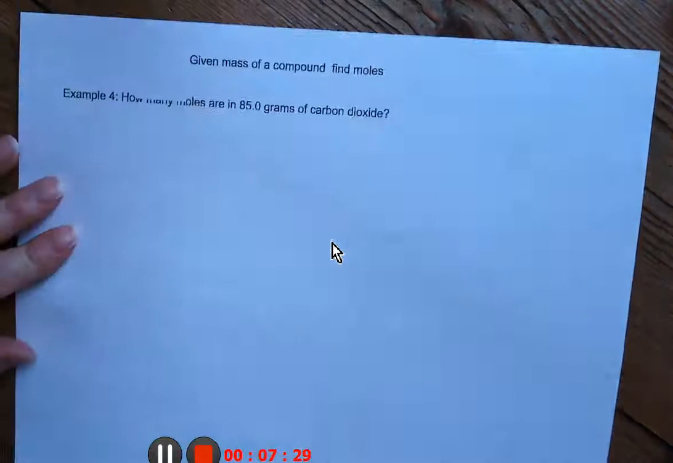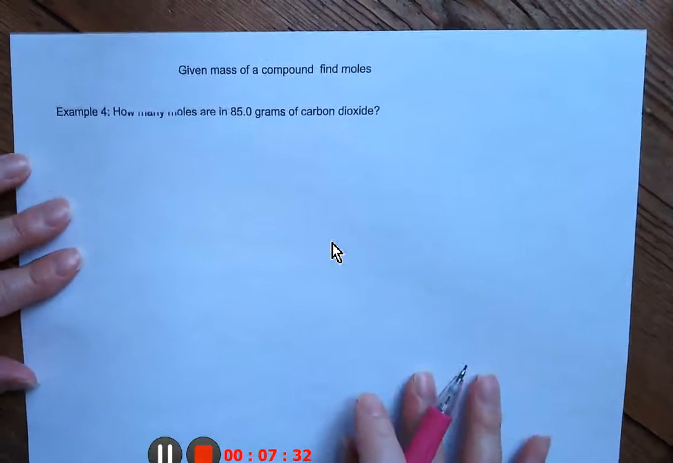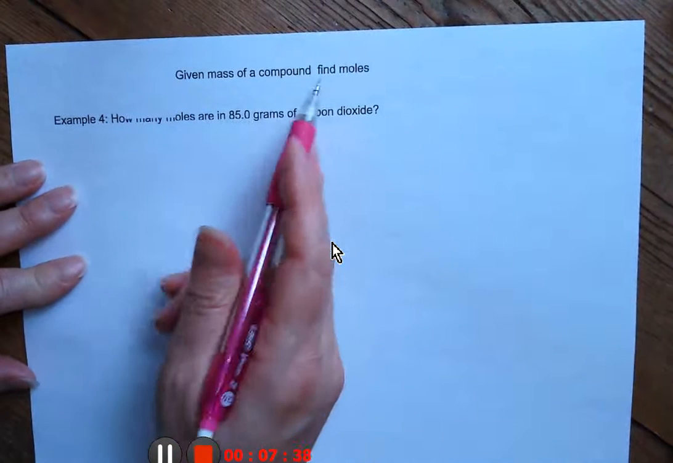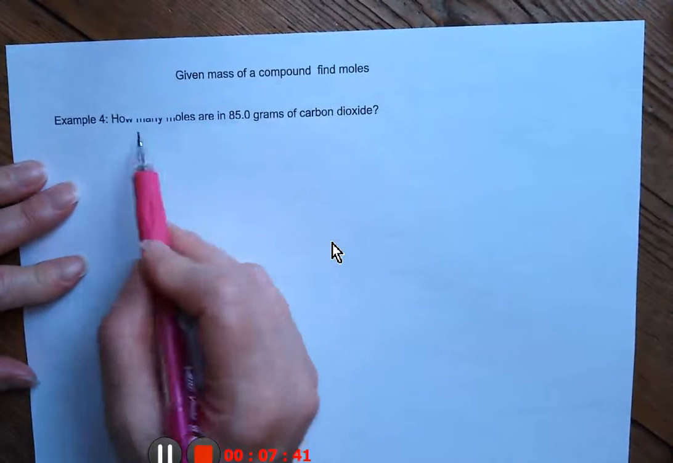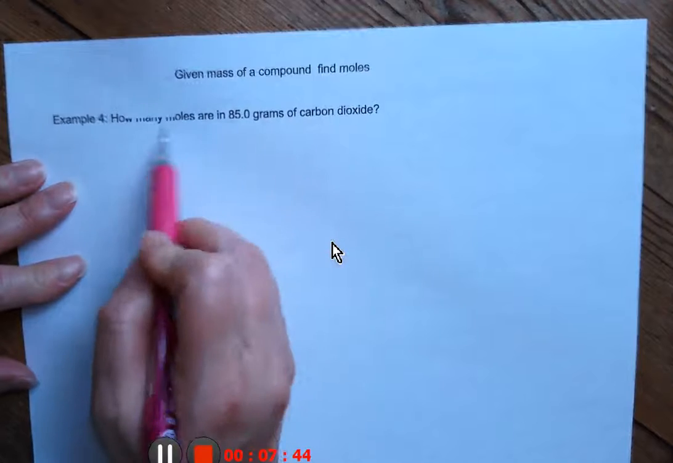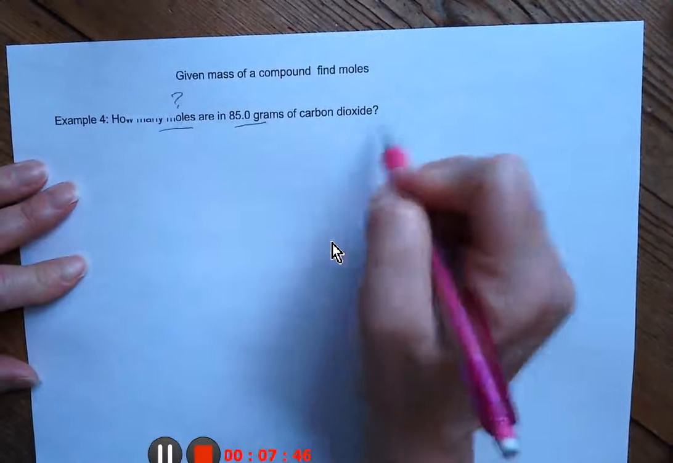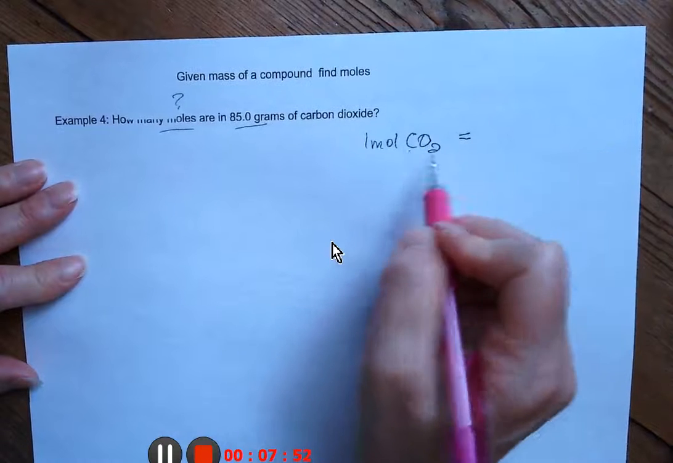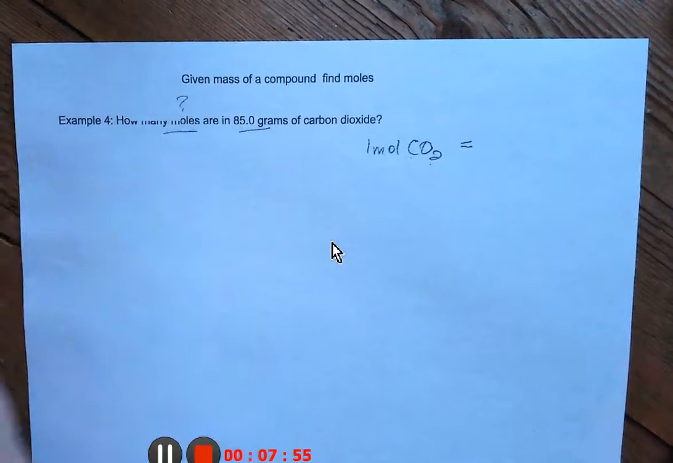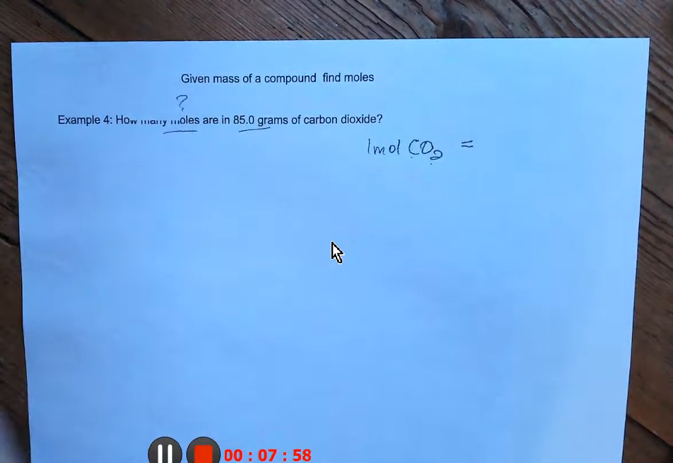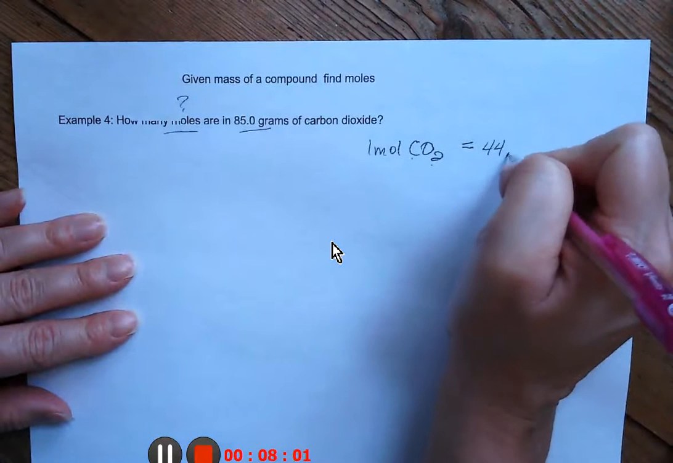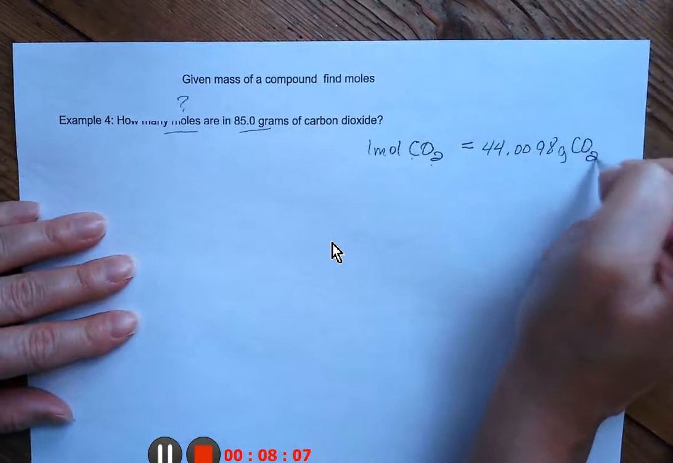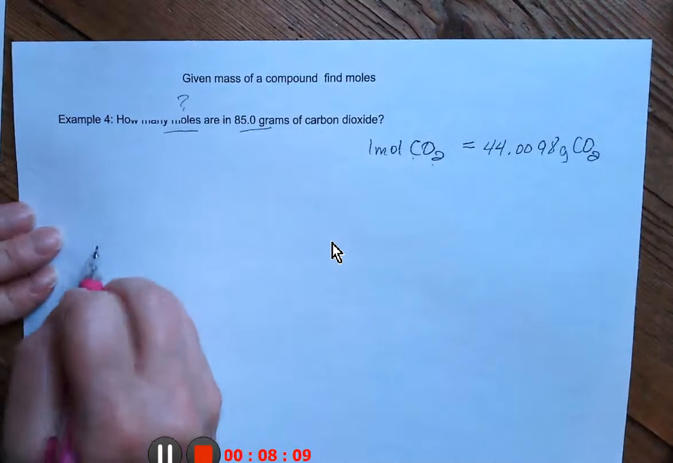Okay. Let's look at the next one. Uh-oh, this got cut off too from my printer. Oh well. Alright, given mass of a compound, find moles. So if I'm given grams and I need to find moles of carbon dioxide, I need to find out what 1 mole of carbon dioxide is. Well, I know 1 carbon and 2 oxygens gives me, let's see, 44.0098 grams of CO2.